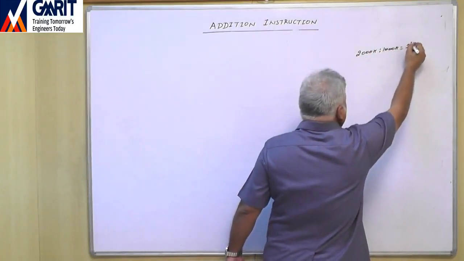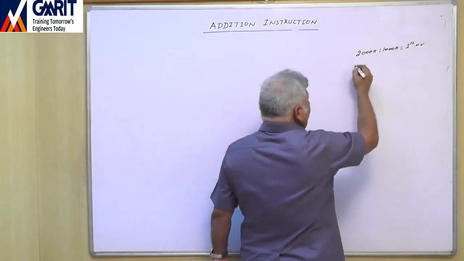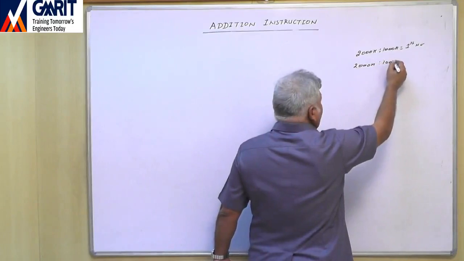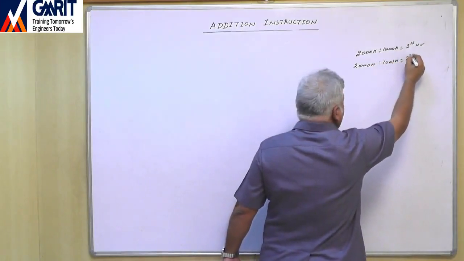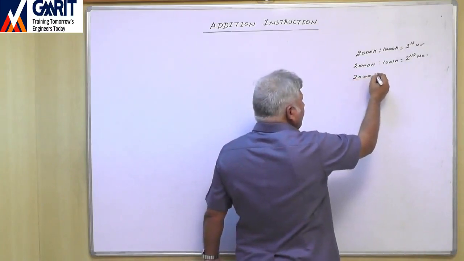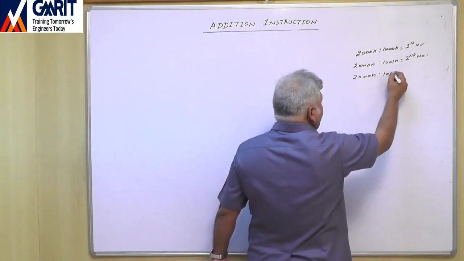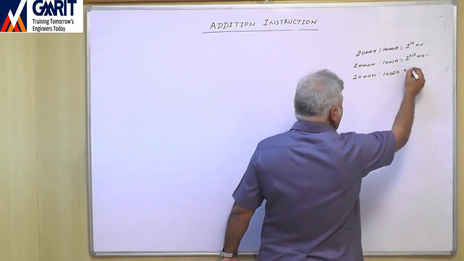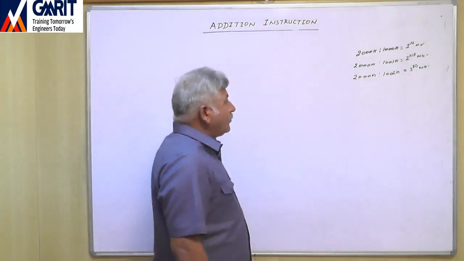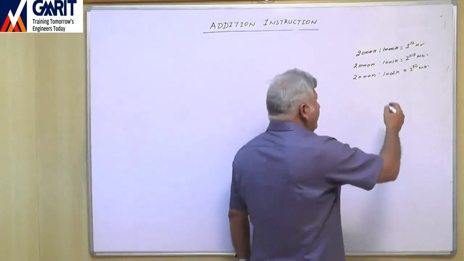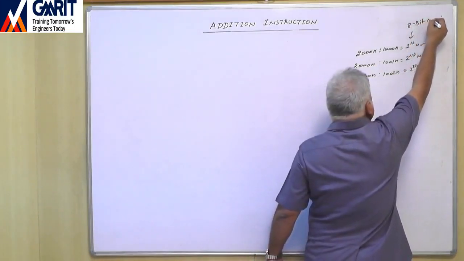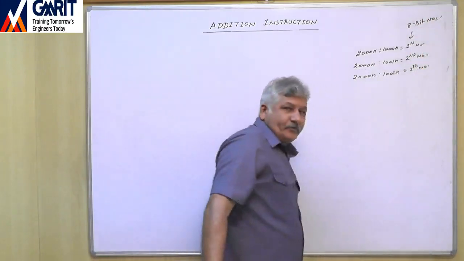So let us assume our 3 numbers are stored in the memory location 2000H colon 1000H. Here we have first number. Second number is at 2000H colon 1001H. Here we have second number, and 2000H colon 1002H. Here we are having third number. So all of these are 8-bit numbers, right?